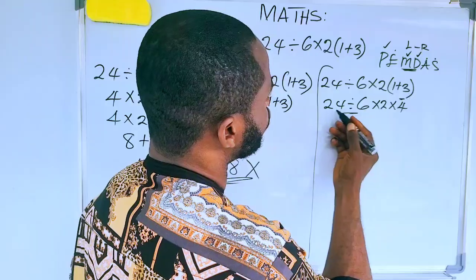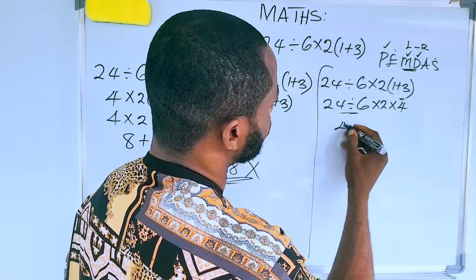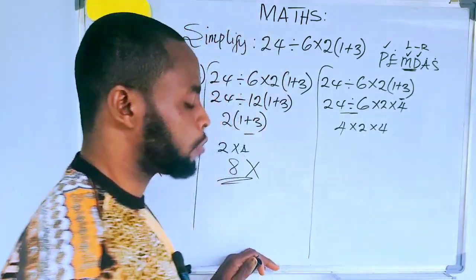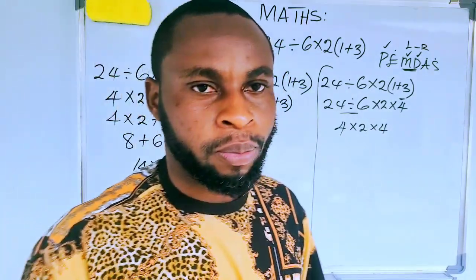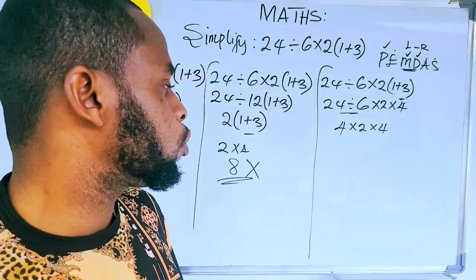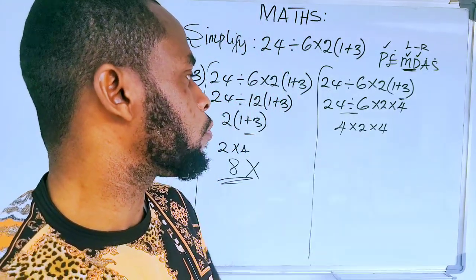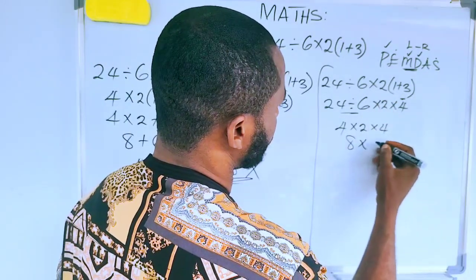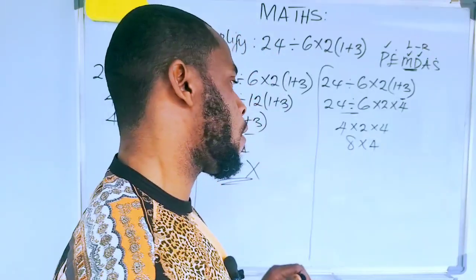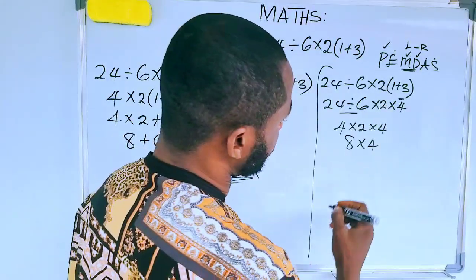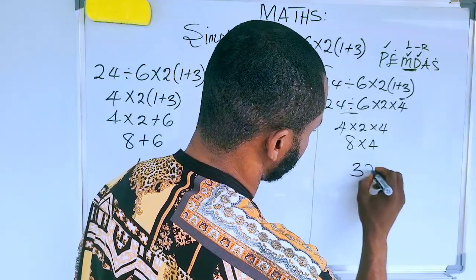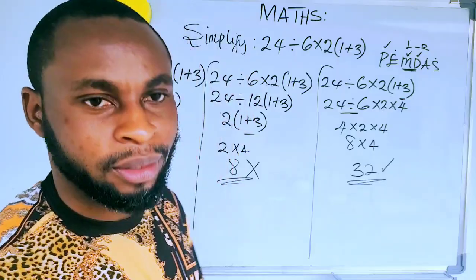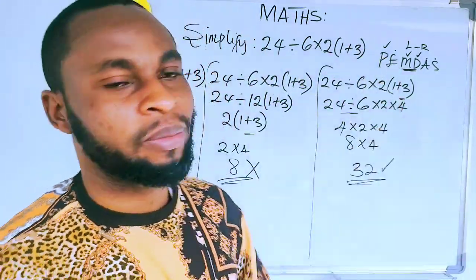Now here, we have 24 divided by 6, that gives us 4. Then multiply by 2, multiply by 4. Now, if you multiply this out, we are going to have 4 multiplied by 2, that will give us 8. And 8 multiplied by 4, 8 times 4, that will give us 32. And this is the correct answer to this expression right here on the board.